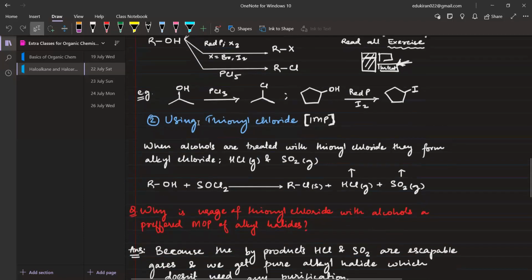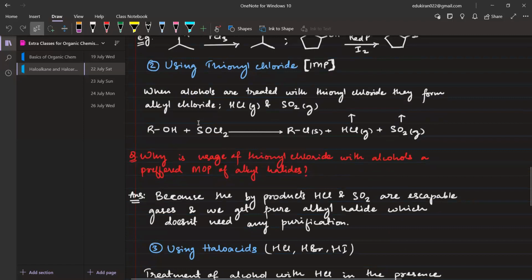For example, thionyl chloride is a preferred method of preparation of haloalkane, that is the assertion. And the reason given is that the byproducts are liquid or aqueous. So that is the wrong reason, right? So whenever you have a "because" question, you write the question only. You will not write the answer. Your answer should be in the brain. But as soon as you see the question, you should be able to answer it.